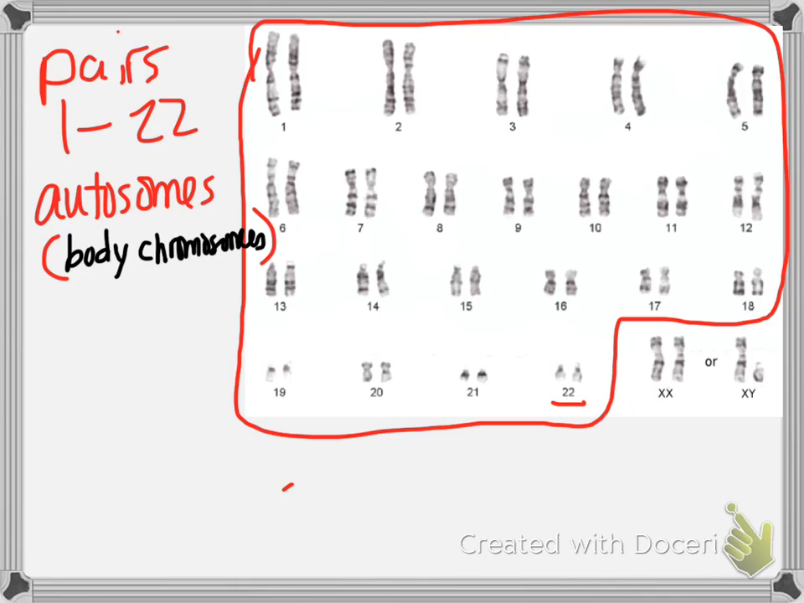Now, we get to the last set of chromosomes. This is pair 23, and these are the sex chromosomes.